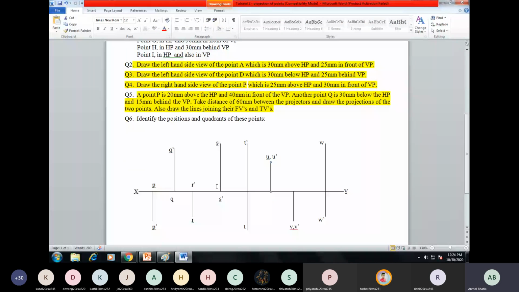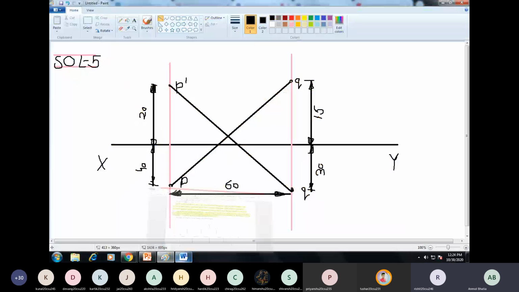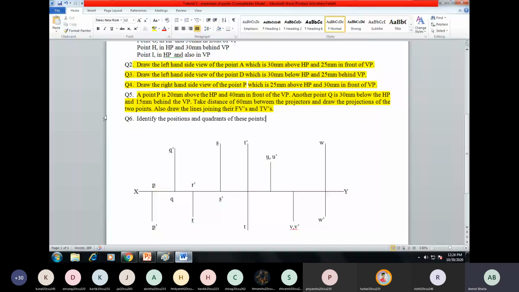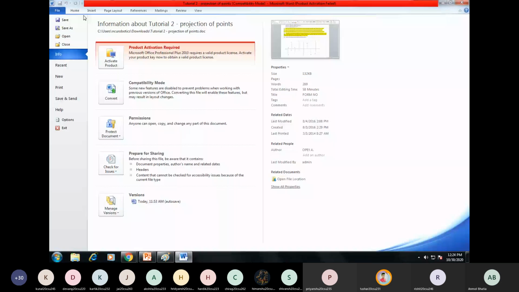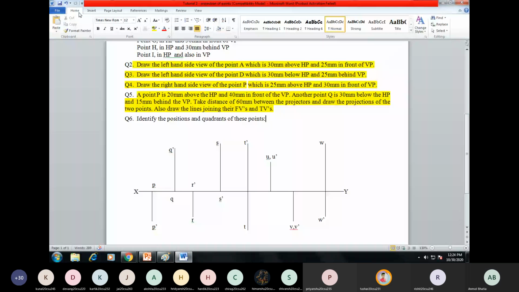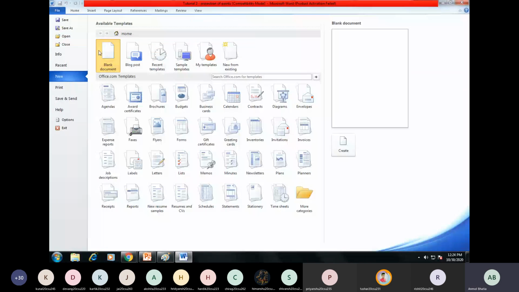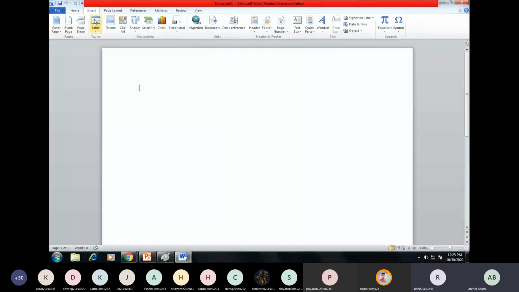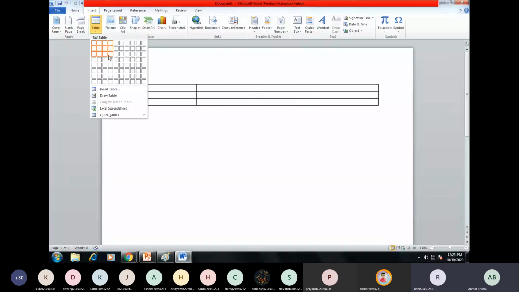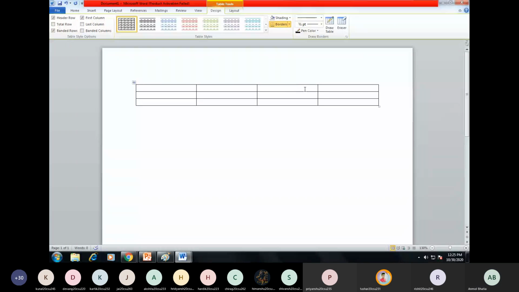So how to make the sixth one? इसमें लिखा है identify the position and quadrant of these points. These points means indicated points. So for this, what we need to do, we need to make a table. How to make the table, I'll tell you. So just draw a table, not on Word, but on Word I'll be using it. I'll be making it just for an explanation purpose.